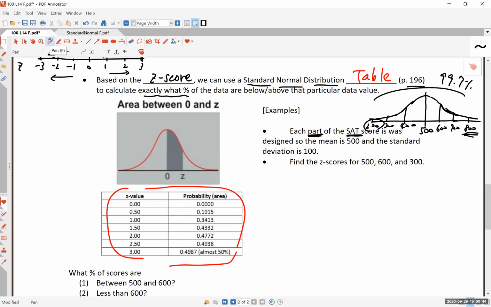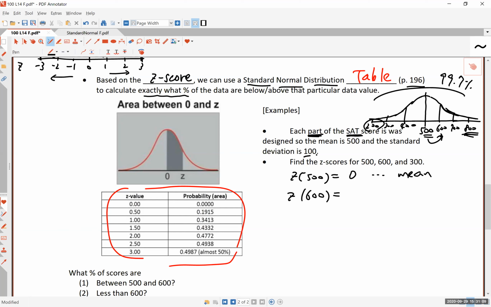All right, so let's find out the Z-score for 500. If you got 500 on the SAT, then your Z-score is 0, of course, because this is the mean. If you get 600 on one part of your score, then of course this is 1 standard deviation above the mean, right?